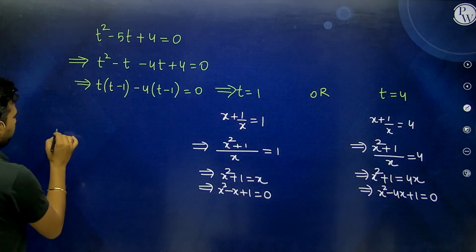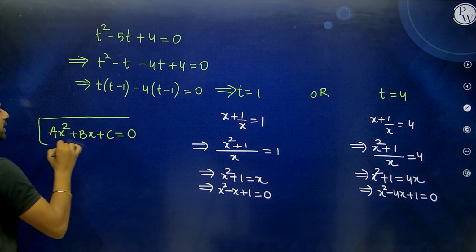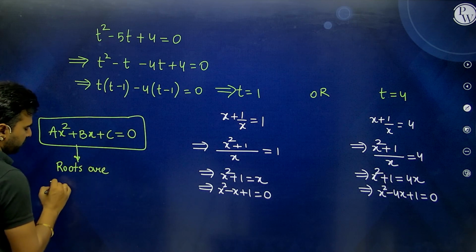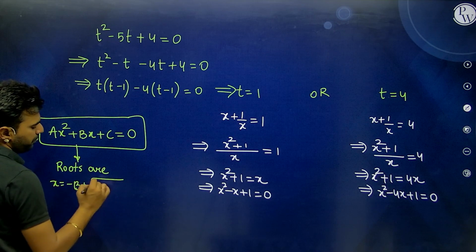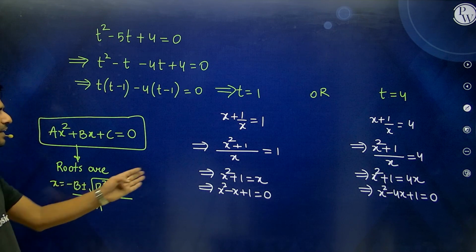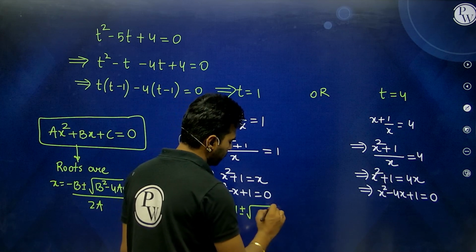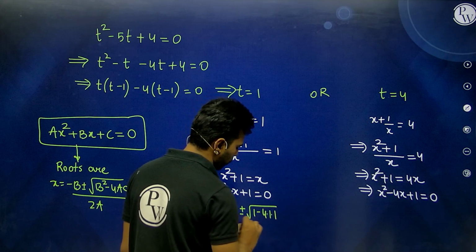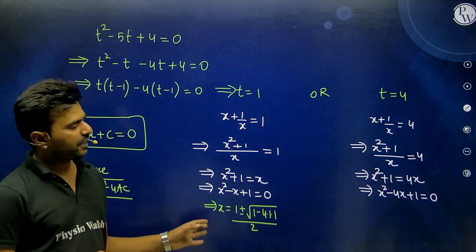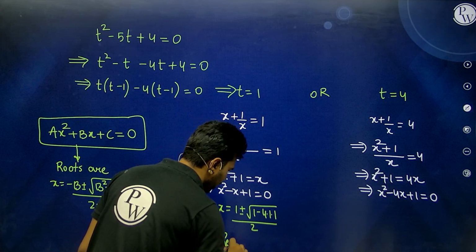I hope you know that if a quadratic equation like this is given to you, how to find the roots of this quadratic equation? The roots are x equal to minus b plus minus under root b square minus 4ac over 2a. So let's apply it and write down the roots, kids. The roots are going to be 1 plus minus under root 1 minus 4 into 1 over 2. Sir, the roots are imaginary. Whenever the roots are imaginary, we say no real roots, or non-real roots.